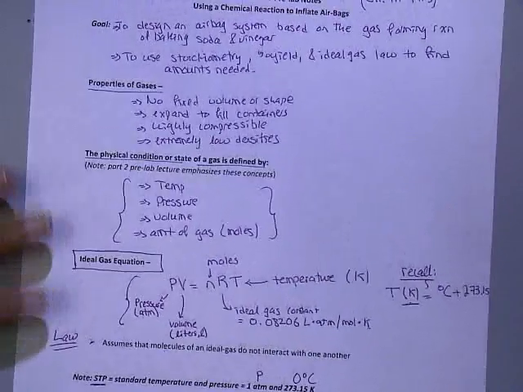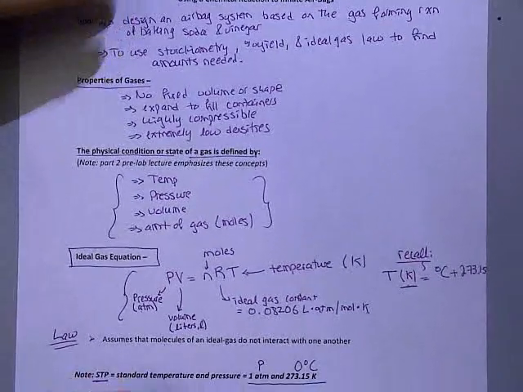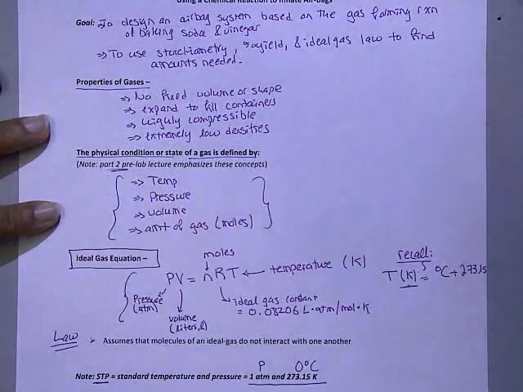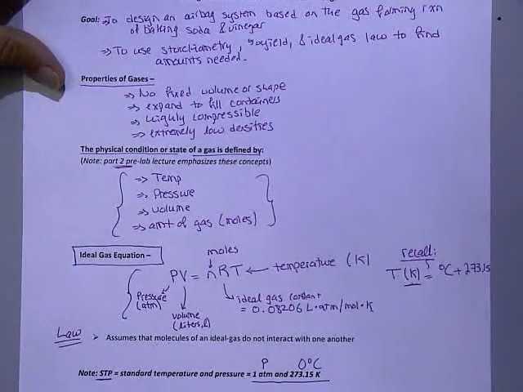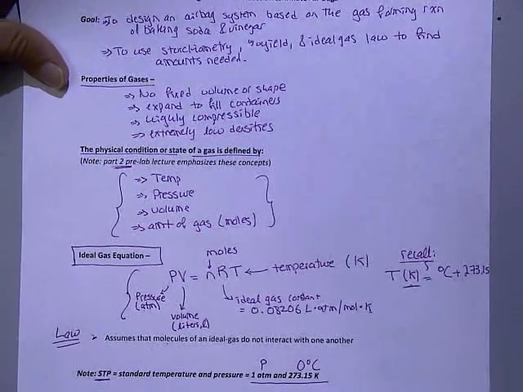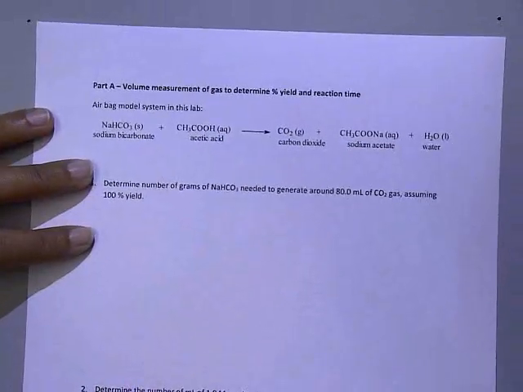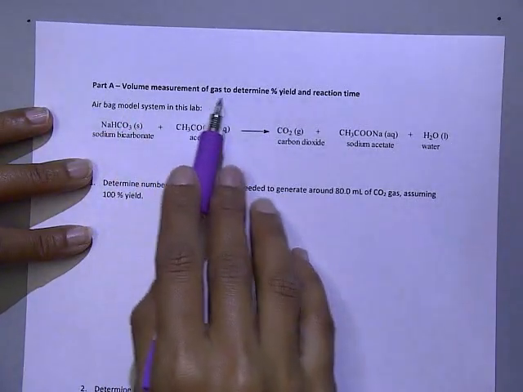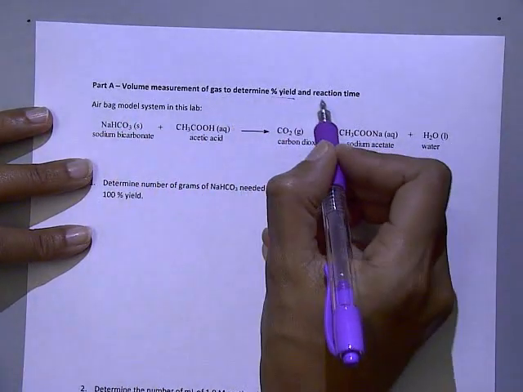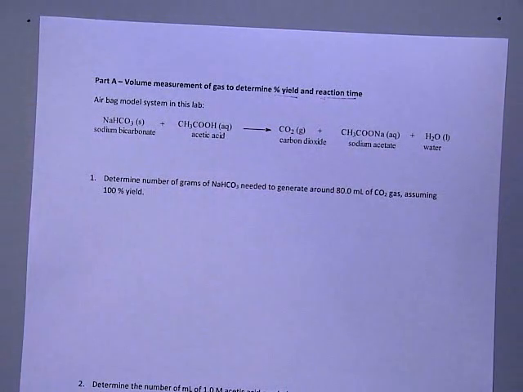All right, so that's it for concepts for now. Again, there's a part 2, so please make sure you listen to part 2 and do the worksheet for part 2. But I actually want to go over what you're actually doing in lab this week. So this experiment has 2 parts. The first part is volume measurement of a gas to determine percent yield and reaction time.